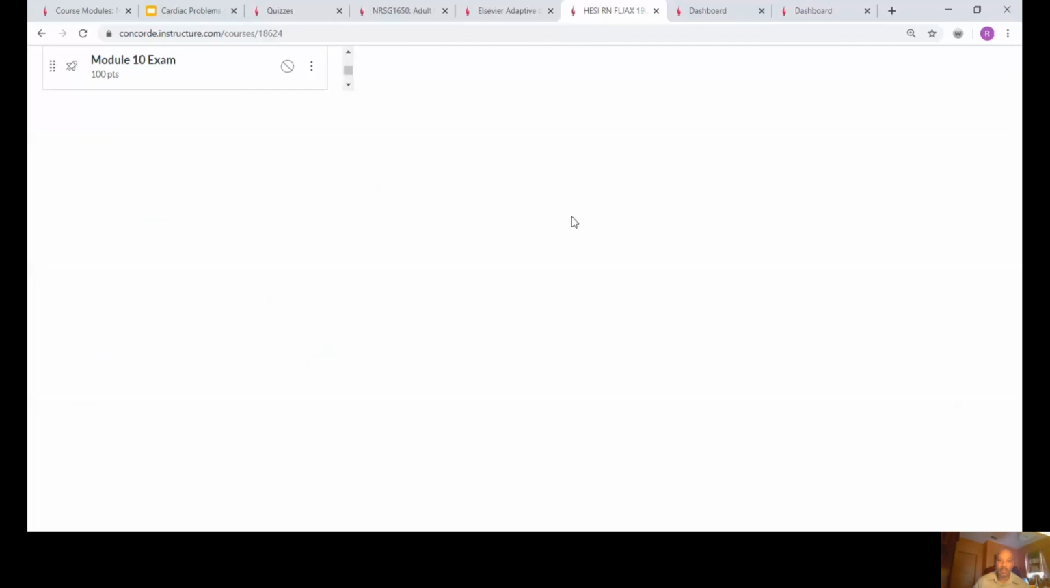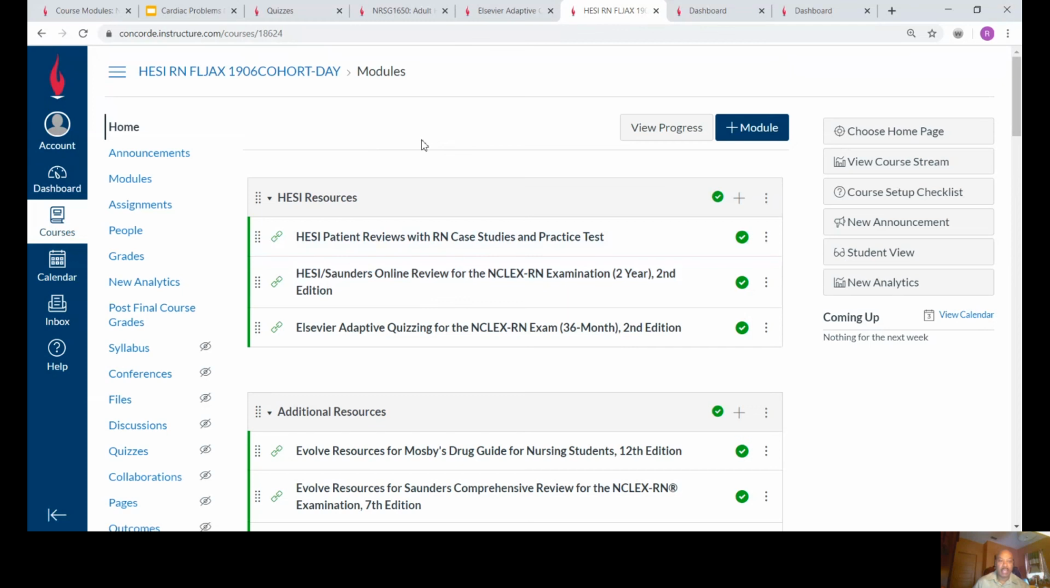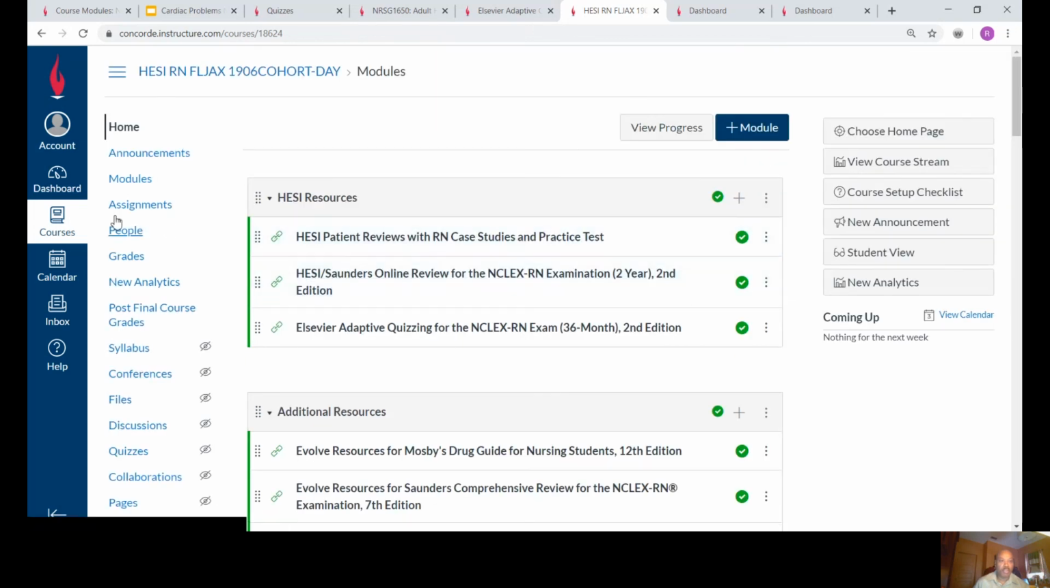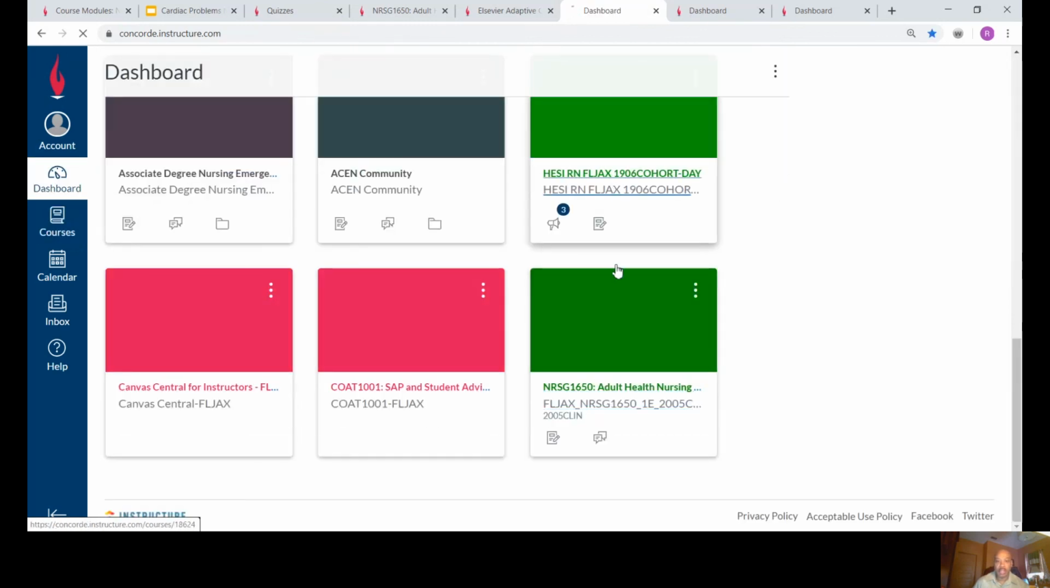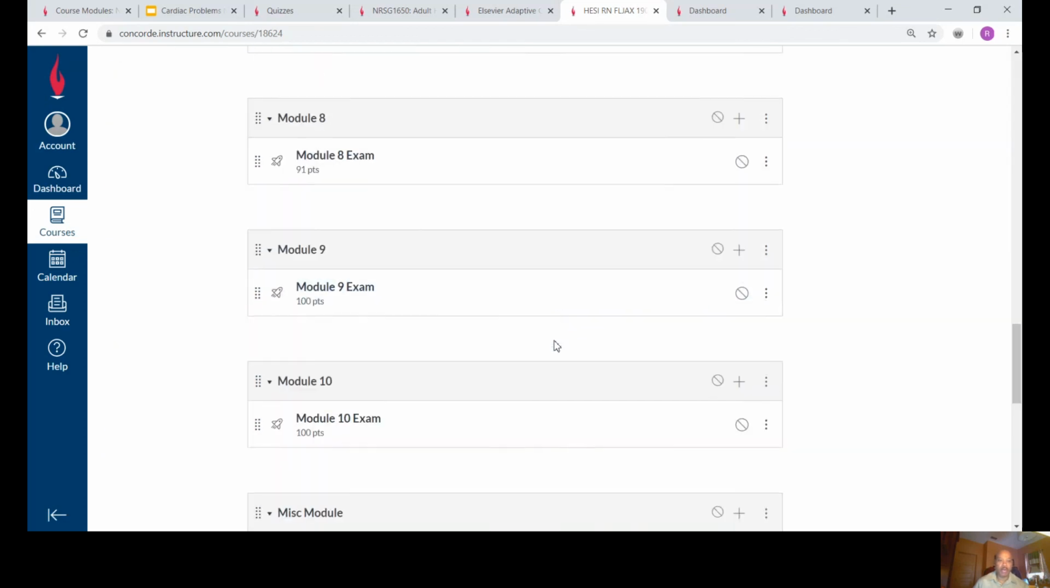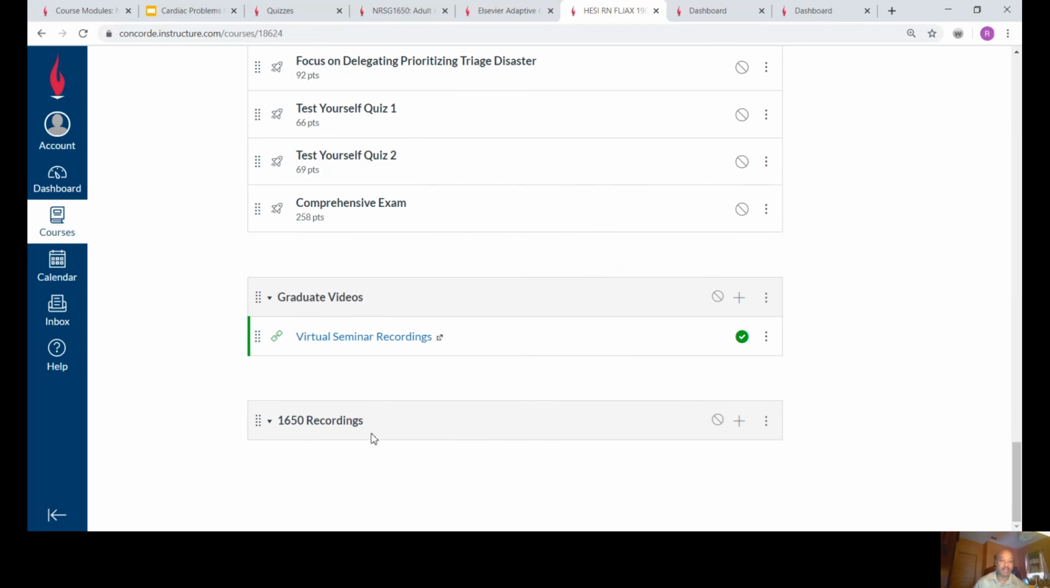So I told you about the recordings. This is the HESI cohort tile. Well, let's see. This one is actually not on the modules. So once you go into the HESI cohort tile, without clicking into anything, just go ahead and scroll down all the way. And here's where the 1650 recordings would be. Just want you to see that. So I'll try to place all of our recordings in this particular section. That way you can go back and listen to it.